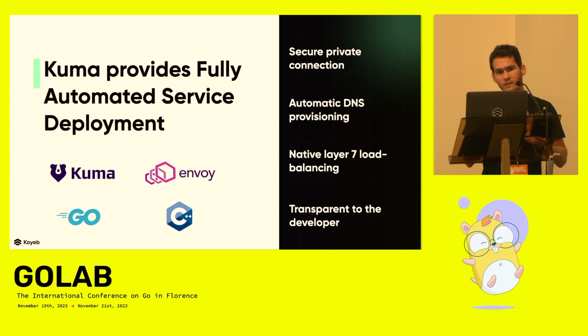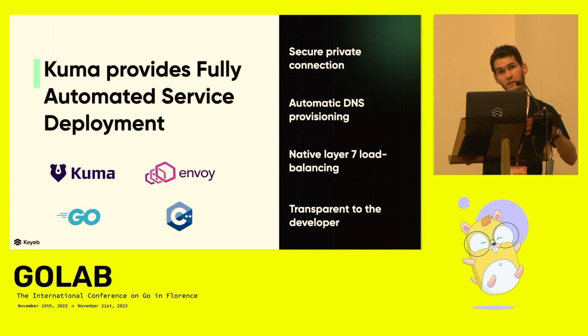On the networking side, we rely on a technology called Kuma, which has been open sourced by Kong. It's also written in Go, and it's actually orchestrating a fleet of Envoy proxies, which are written in C++. And that's what our service mesh is providing.